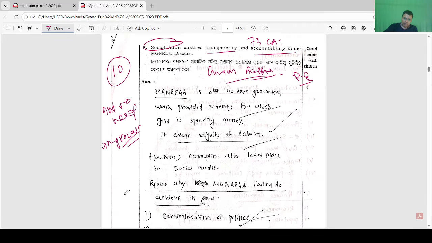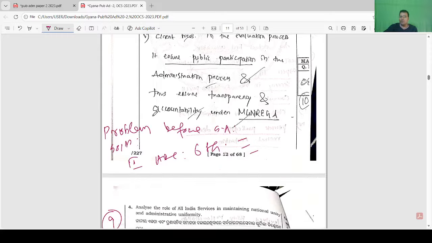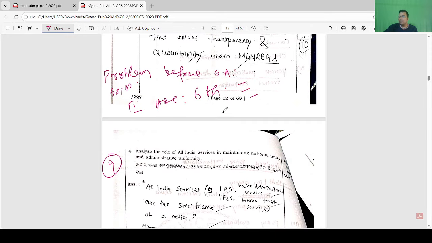So this improvement is needed: a proper introduction, then problems before social audit. The problem is that there is pseudo participation of citizens and irregular social audit. Pseudo participation means actual participation of Gram Sabha does not happen. Pseudo participation, false participation, irregular social audit. The recommendation of social audit is not taken seriously. Then solution, and Second ARC 6th report recommendation.